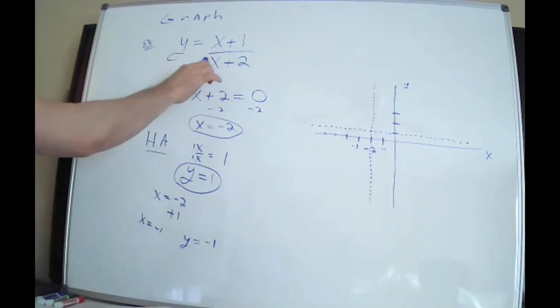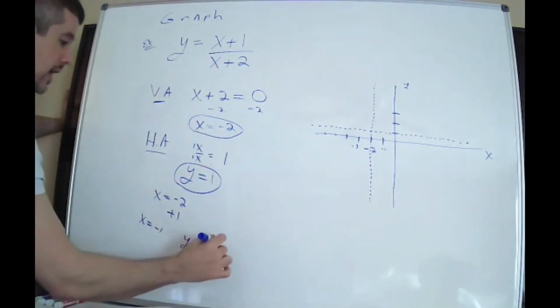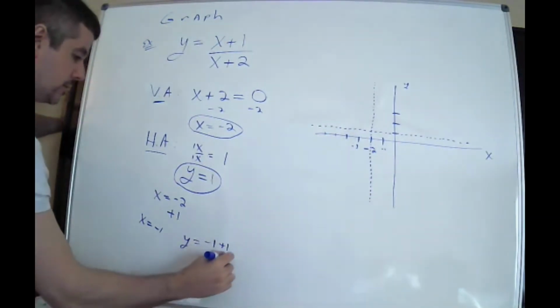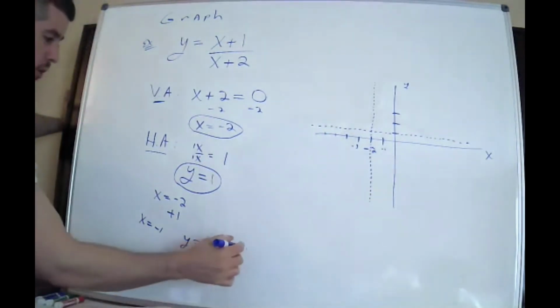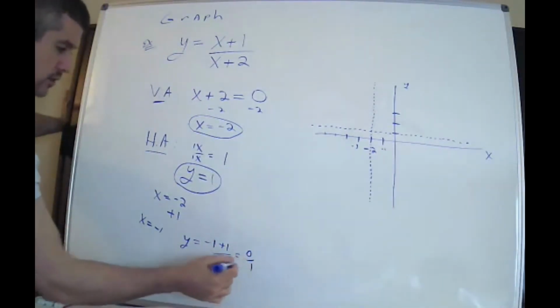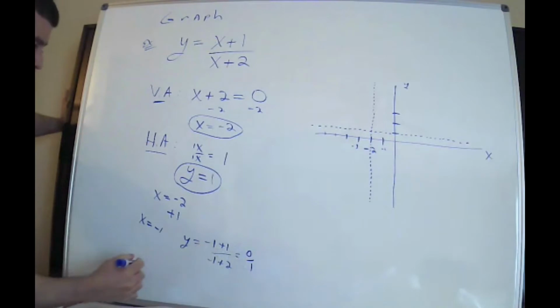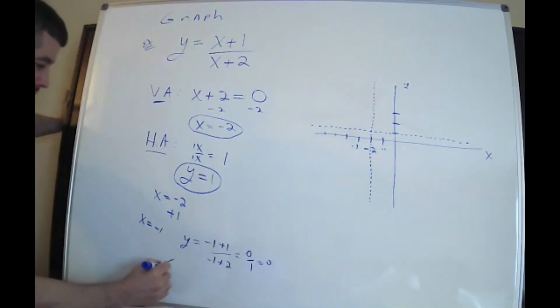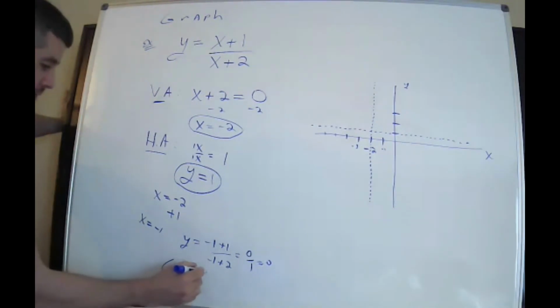Everywhere I see x in my original function, we did this a million times in the beginning. We were plugging numbers in. This is really easy to do. Now, -1 plus 1 is 0 on top. On the bottom, I have 2 minus 1, which is 1. So 0 over 1, I hope you know, is 0. So you get the point -1 comma 0.